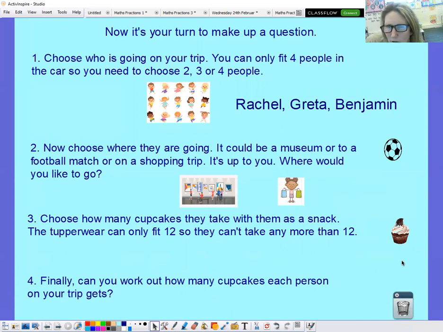Okay, so now you've done that. You've chosen your children. You've chosen the trip, which isn't important, but it's nice to know where they're going. And you've chosen your number of cupcakes. And then finally, I would like you to work out how many cupcakes each of the children on your trip are going to get. And remember, it's really important that they need to all get the same amount. You need to be sharing the cupcakes equally. So however many you've got, you need to make sure that they all get the same amount. And then finally, number 4, you're going to answer the question.